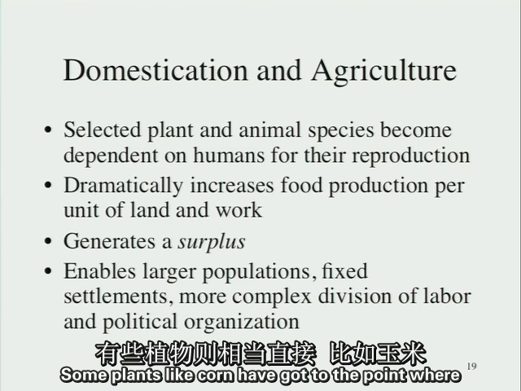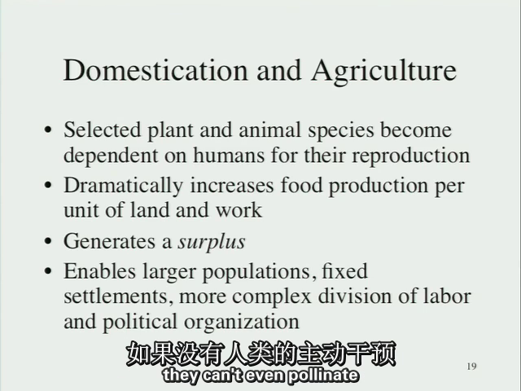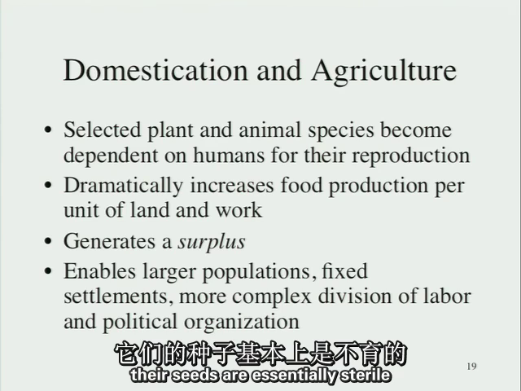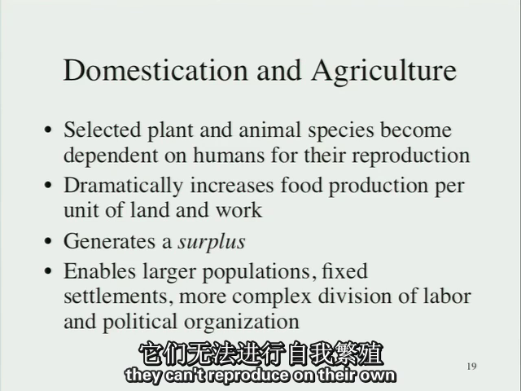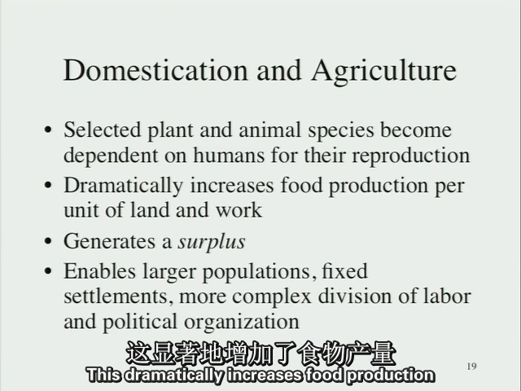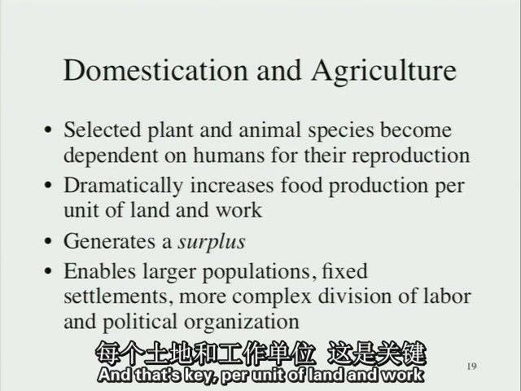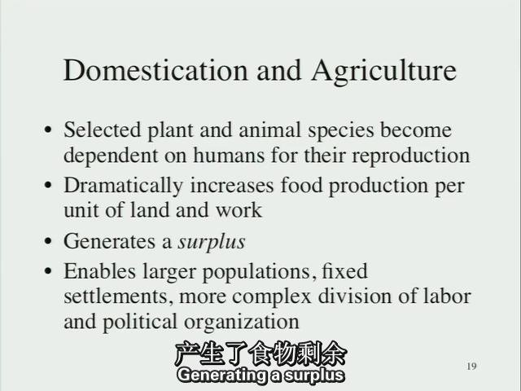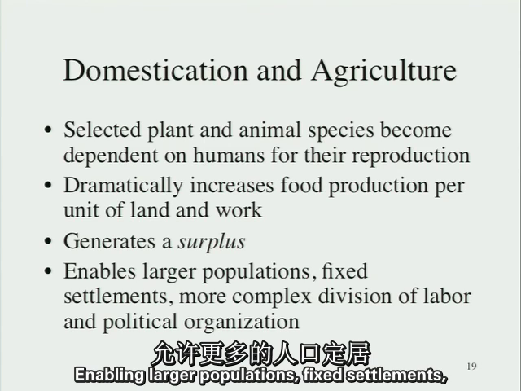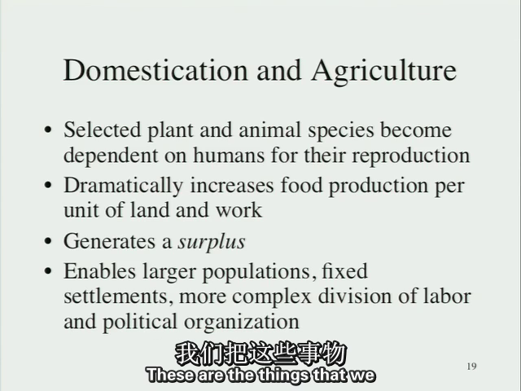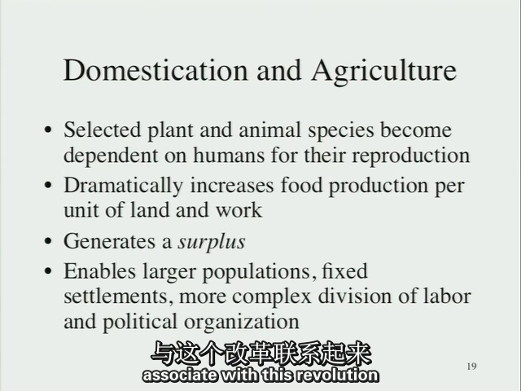Some plants like corn have gotten to the point where they can't even pollinate without our active intervention, right? Hybrids, their seeds are essentially sterile. They can't reproduce on their own. This dramatically increases food production per unit of land and work. And that's key, per unit of land and work. Generating a surplus, enabling larger populations, fixed settlements, more complex division of labor and political organization. These are the things that we associate with this revolution.